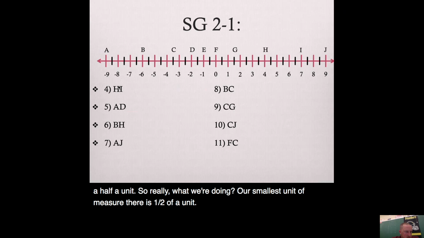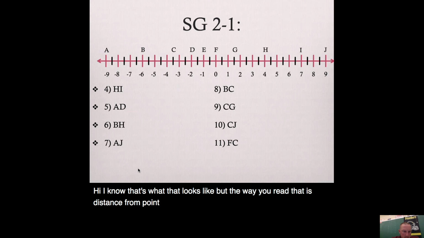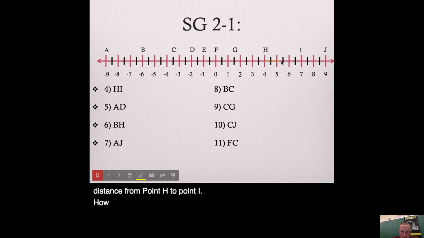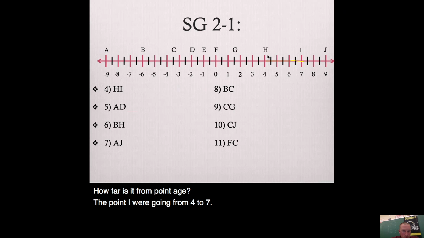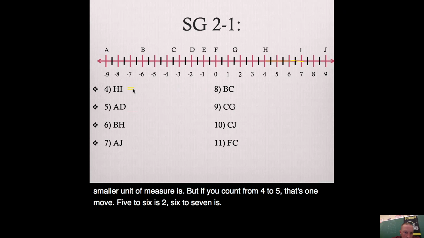HI, I know that's what that looks like, but the way you read that is distance from point H to point I. How far is it from point H to point I? We're going from 4 to 7. If you count, you could count by halves because that's the smaller unit of measure. But if you count from 4 to 5, that's 1 move. 5 to 6 is 2. 6 to 7 is 3. That's the length of segment HI.